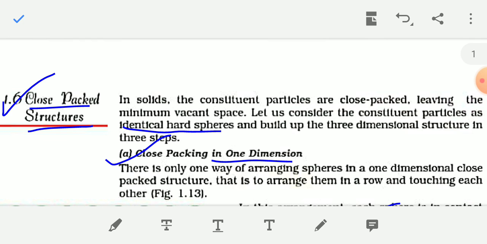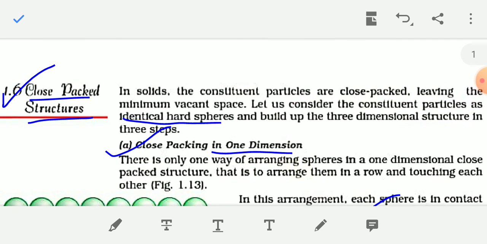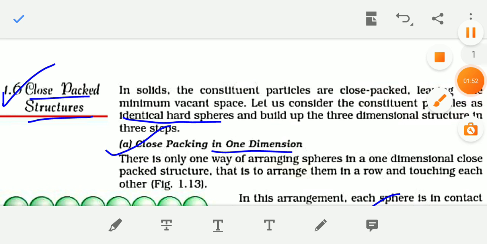Among these different types of close packing, the actual close packing that exists in crystalline solids is three dimensional close packing. This is the real close packing. For simplicity, here it is showing one dimensional close packing and two dimensional close packing. So first see one dimensional close packing, or close packing in one dimension.